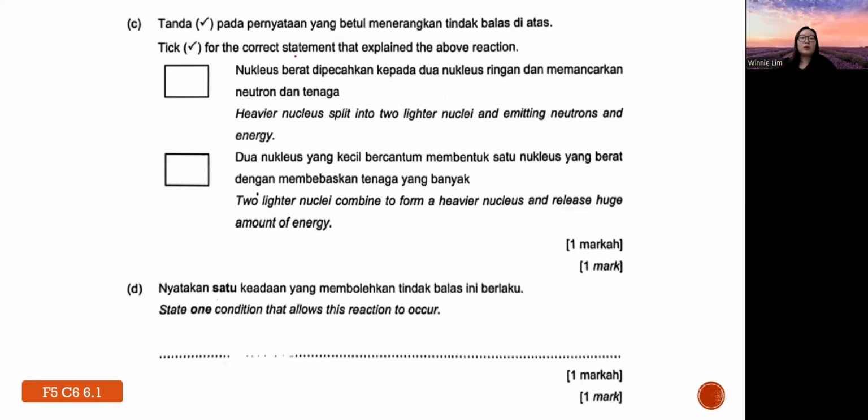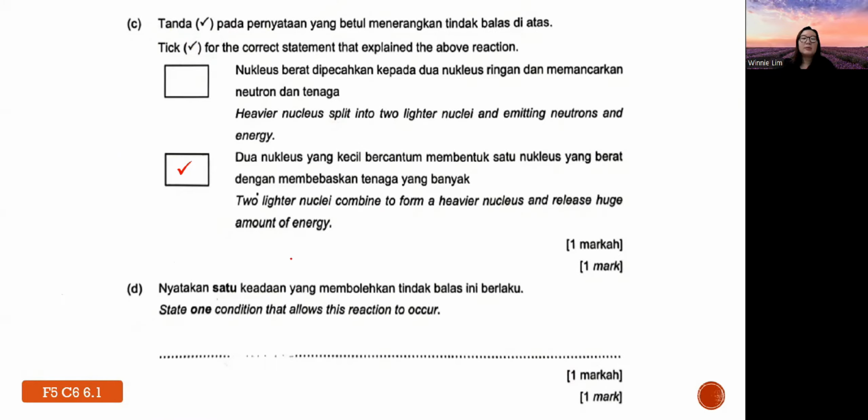Tick the correct statement that explains the above reaction. Just now I already mentioned, fusion means combine. So we read through the statements. Heavy nucleus split into 2 lighter nuclei. This is actually fission, not fusion. And 2 lighter nuclides combine to form a heavy nucleus. Yes, so the answer is the second one. You just follow the question's requirement. If they ask you to tick, you tick. If they ask you to cross, you cross.